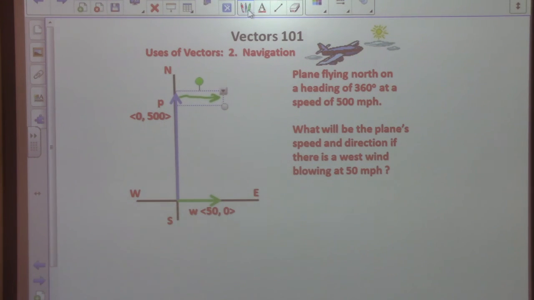And then, in that instance, the sum of those two vectors is going to be like that, right? Starting here and ending here. So the plane is aiming straight north, but ends up over here. And how do we find out how far it gets and what direction it is?